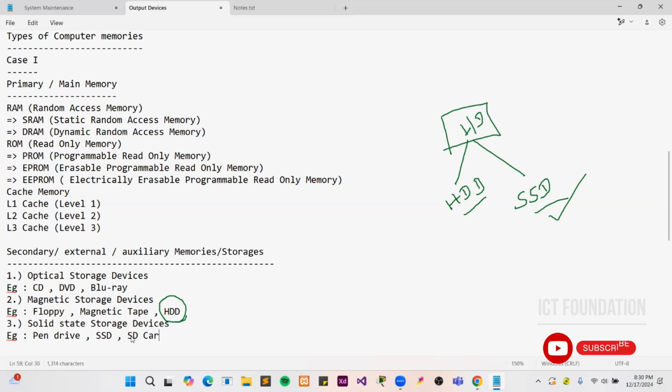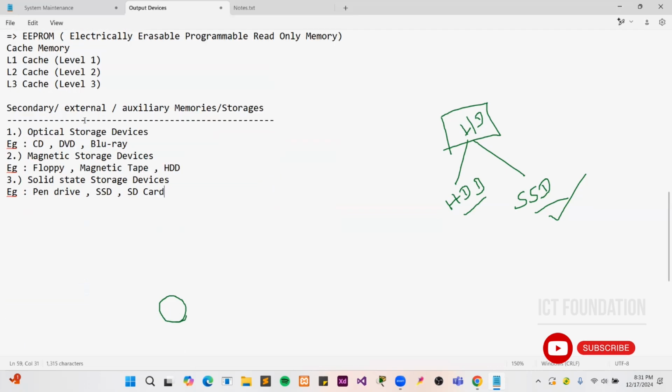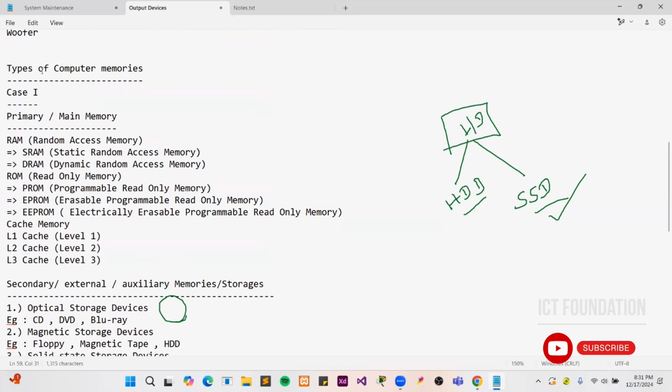And finally, the SD card. What about the SD card? SD card means the memory card. Generally, we use it in mobile phones as well as cameras, and many other devices. SD stands for secure digital. This card comes under the secondary storage devices and the solid state storage devices. So these are the memory types in case one.